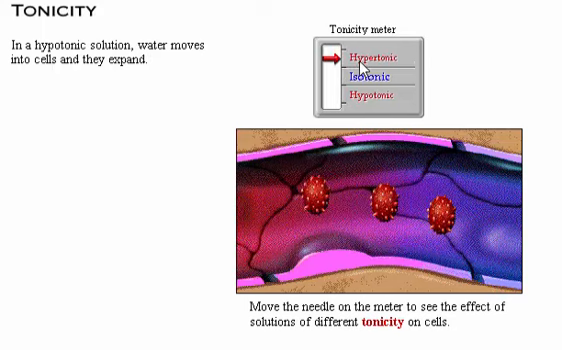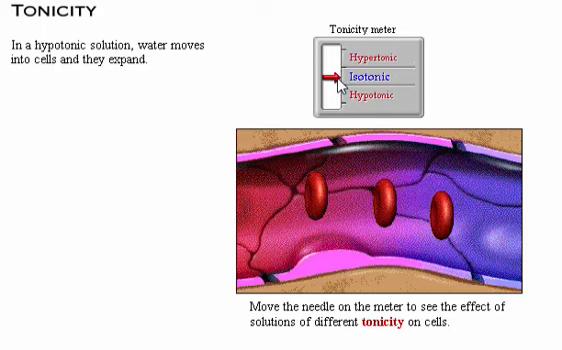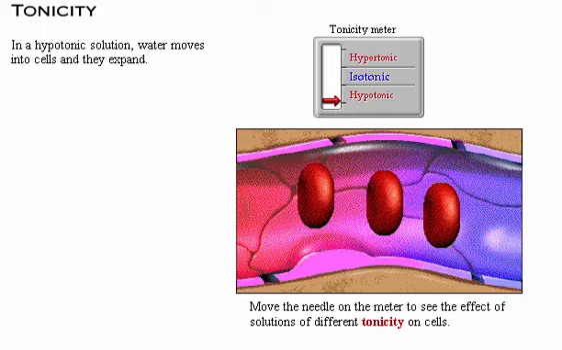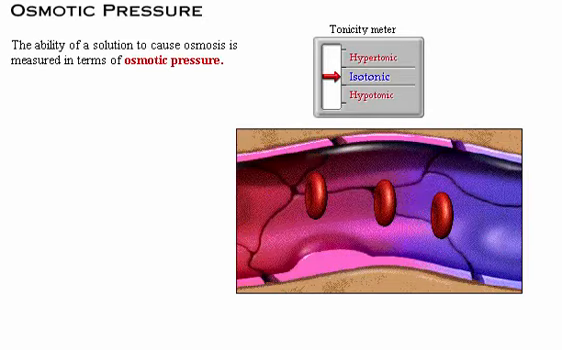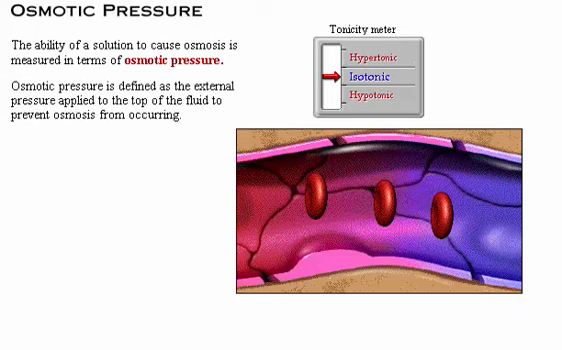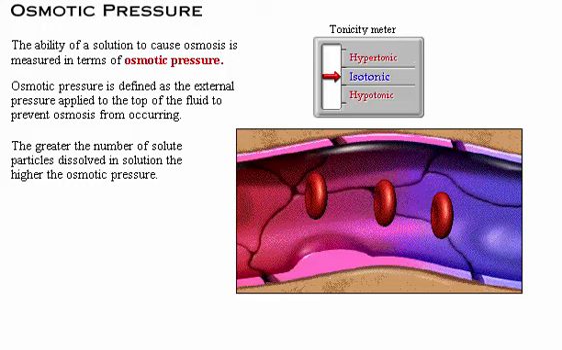We measure the ability of a solution to cause osmosis in terms of osmotic pressure, which is expressed in millimeters of mercury, a unit of pressure. The definition of osmotic pressure is the external pressure applied to the top of the fluid to prevent osmosis from occurring. The greater the number of solute particles dissolved in solution, the higher the osmotic pressure. To find out more about colloid osmotic pressure, click here.